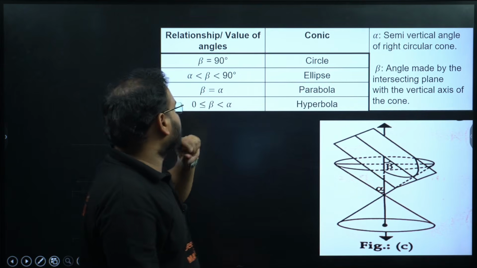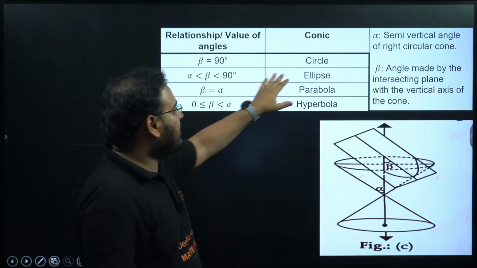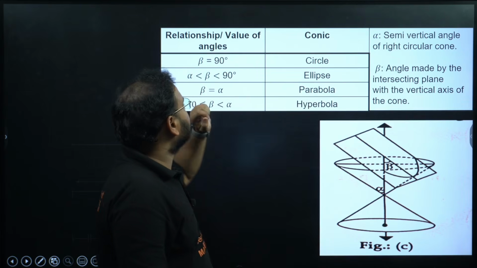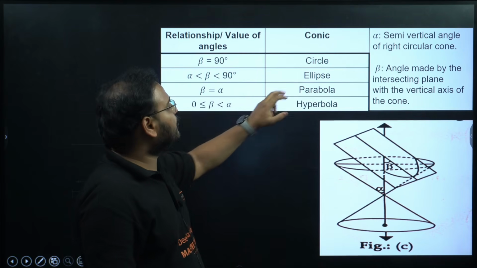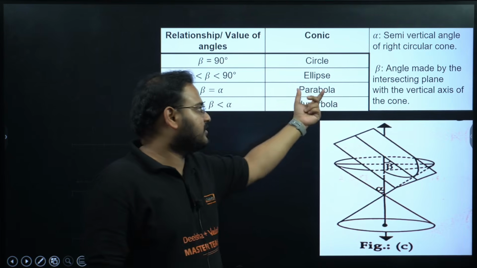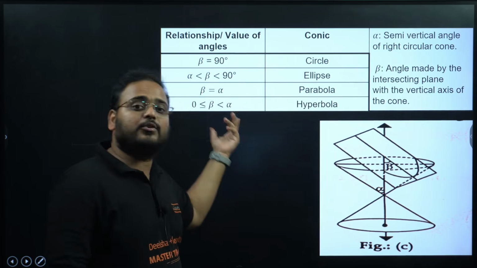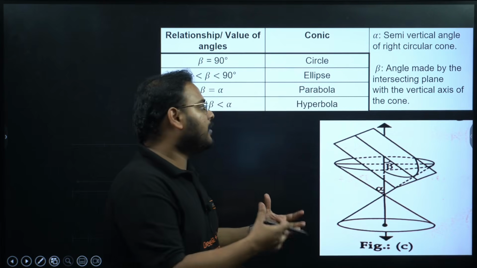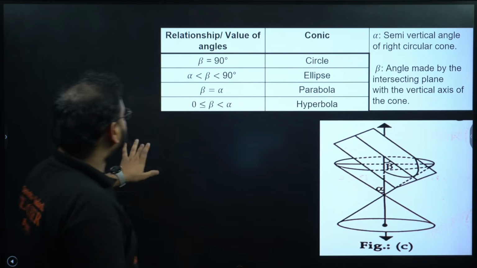Now some conditions that you have: when beta is 90 degrees, the conic section that you get is a circle. When beta is between alpha and 90, you get an ellipse. When beta is equal to alpha, you get a parabola. And when beta is between 0 and alpha, you get a hyperbola. I hope this is very, very clear.